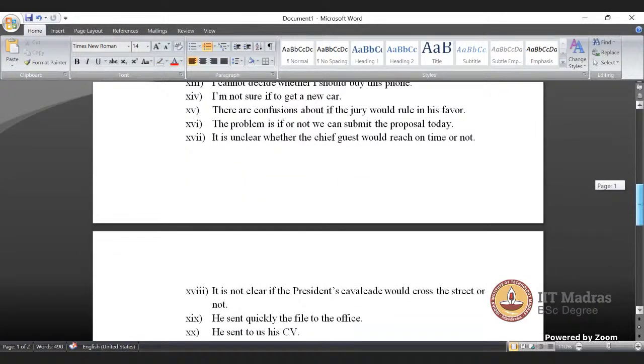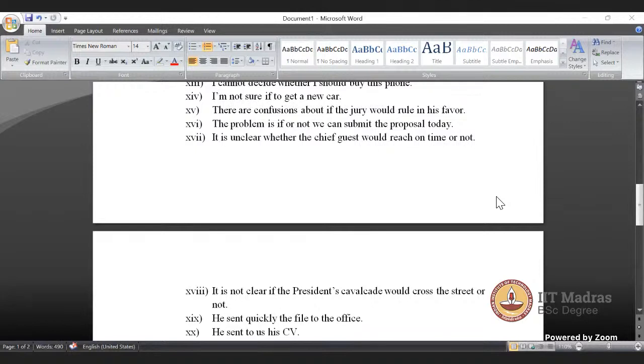Like look at the 18th sentence. It is not clear if the president's cavalcade would cross the street or not. Right? In both the cases, what you did is you pushed or not to the end of the sentence, and in that case, you basically separated it out from the complementizer. In that case, you can either use whether or if. Both are correct. So if I rewrite this as it is unclear if the chief guest would reach on time or not, it is still correct. Or the 18th sentence, it is not clear whether the president's cavalcade would cross the street or not. Both are correct. So we can use both if and whether in such cases where or not is shifted towards the end of the sentence.